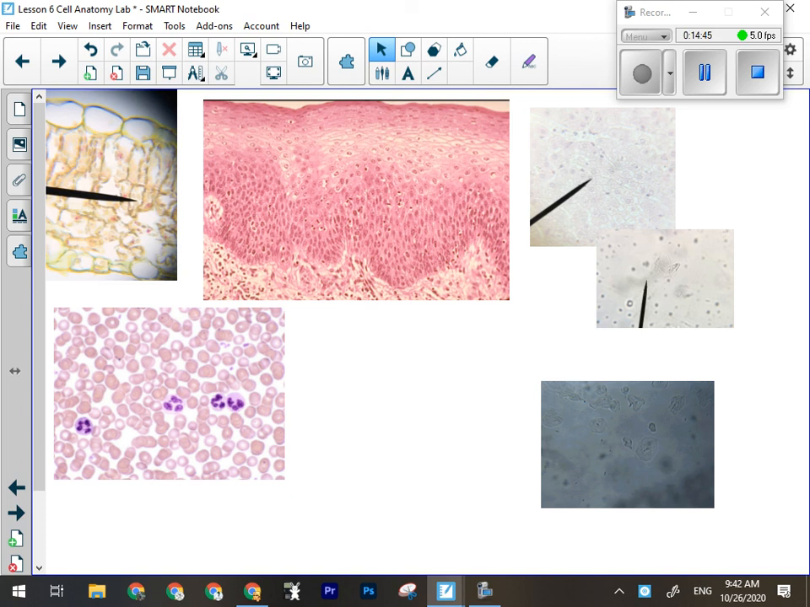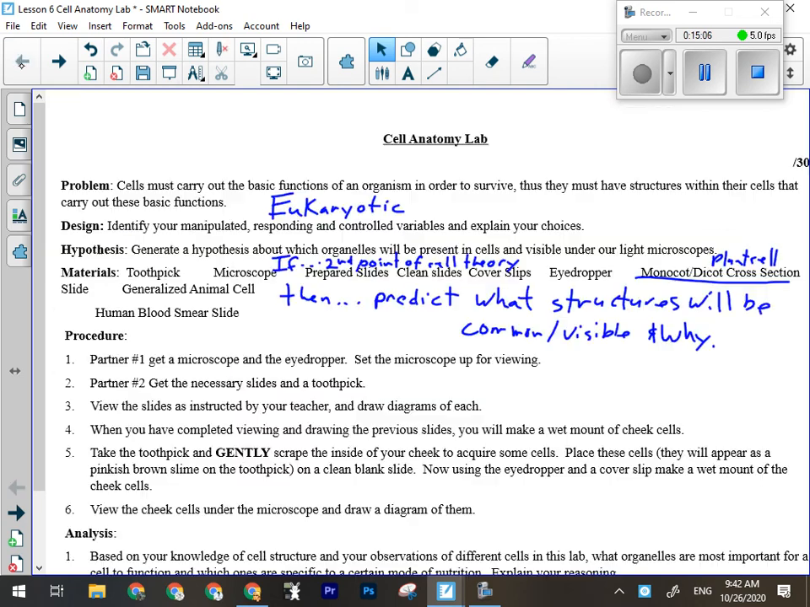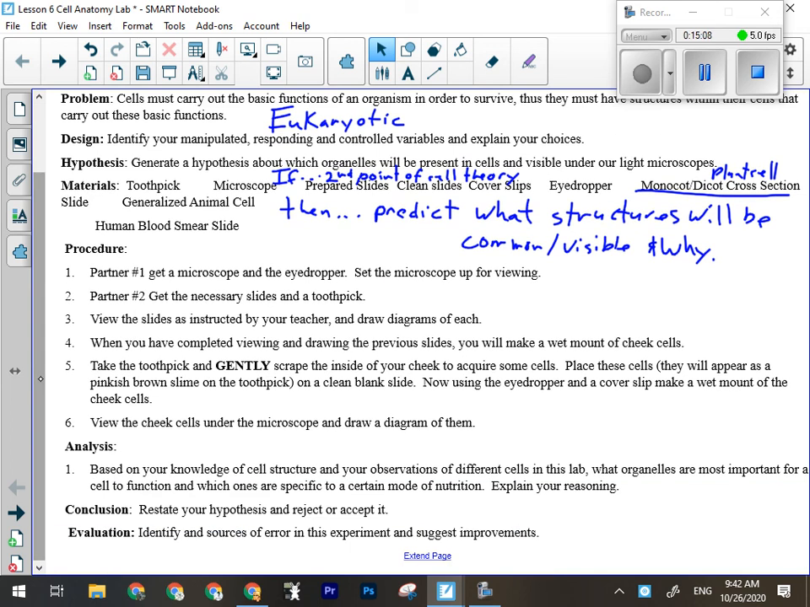All right, so the labeled diagrams that I'm going to want for this lab are going to be the plant cell, the animal cell, and the cheek cell. So those three things need to have lab diagrams that are labeled, in the same way that you're doing it for your microscopy lab tomorrow. Now, that's all the procedure stuff.